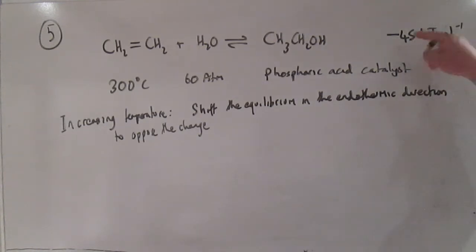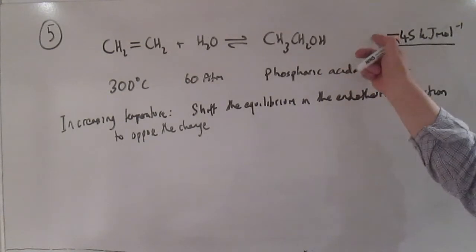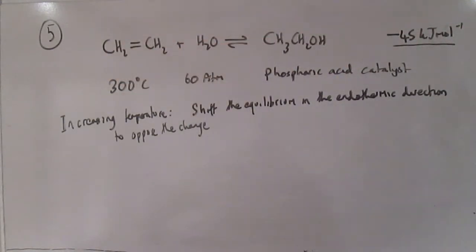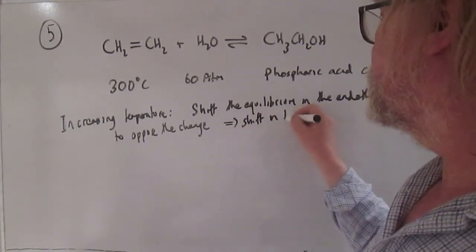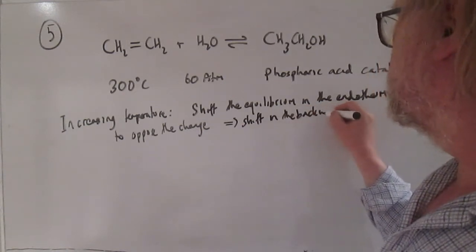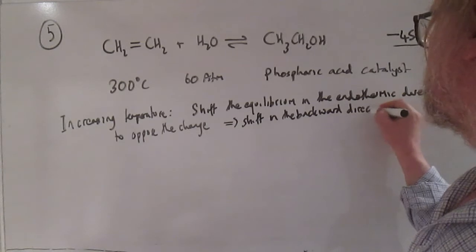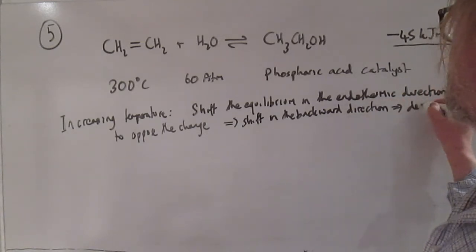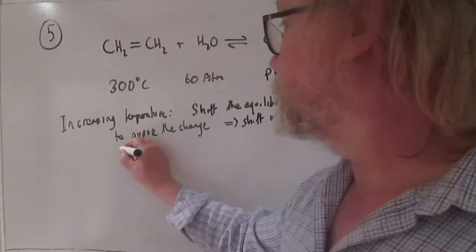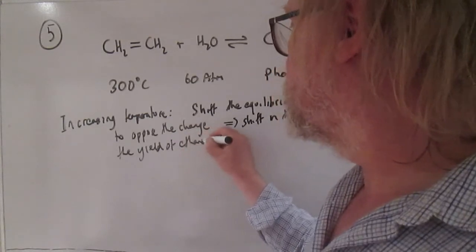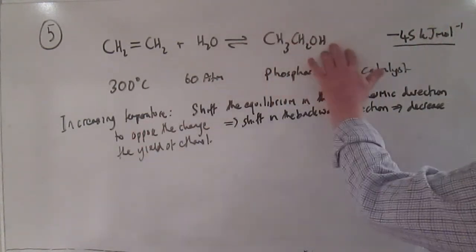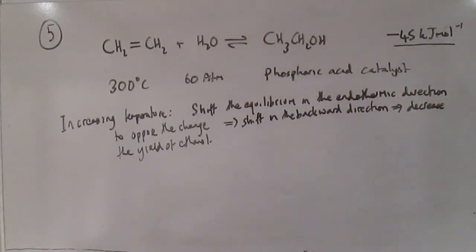Which is the endothermic direction? Well, it tells you delta H is minus 45. Remember, when it gives you that number, that refers to the forward reaction. So it's negative, exothermic going forward, endothermic going backwards. Okay, so in other words, shift in the backward direction, which is bad in terms of making ethanol. So that will decrease the yield of ethanol. So that suggests that you want to have a low temperature, because the lower the temperature, the further the equilibrium will move back this way, and so the more ethanol you'll get.